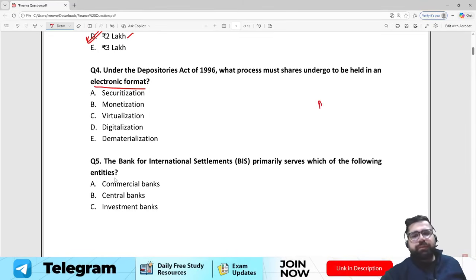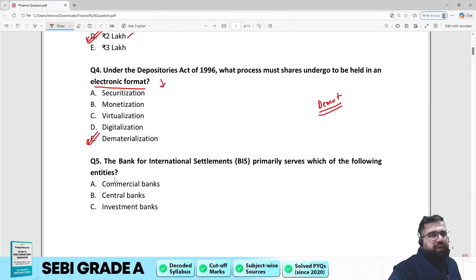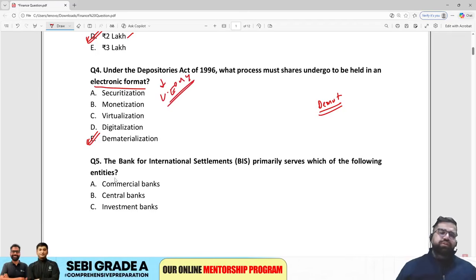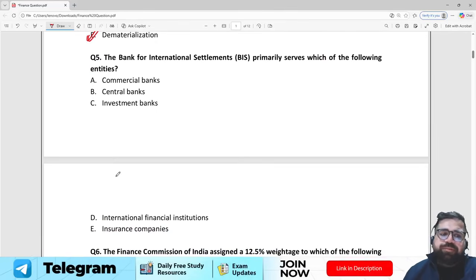The correct answer will be dematerialization. Right, because you convert your physical shares into electronic form. Therefore, the correct answer for question number 4 will be option number E. According to me, again, this is very, very easy. If you are a serious student, then you should not go wrong in these questions, right? Because these are like lollipops which you have to grab.